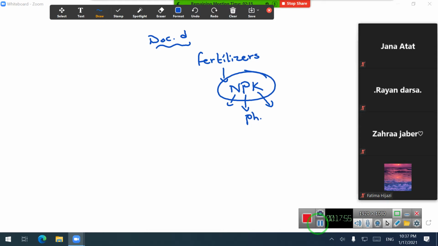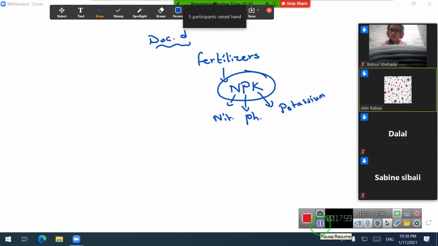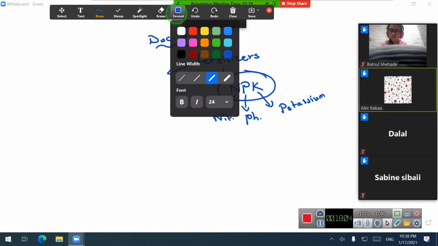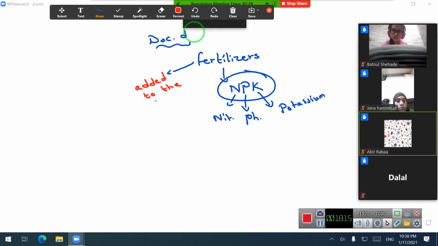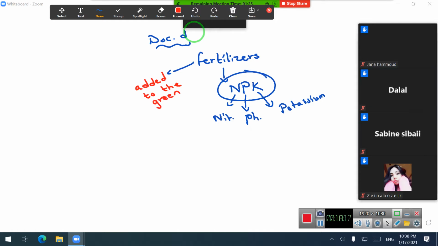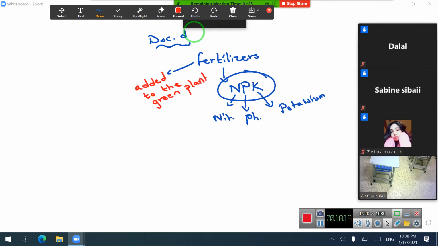But what can fertilizers do for the green plants? Yes, what can fertilizers do? They produce nutrients to develop flowers, trees, and vegetables. Excellent. So they are added to the green plant to improve its development. Improve means make better. To improve the growth of a green plant.